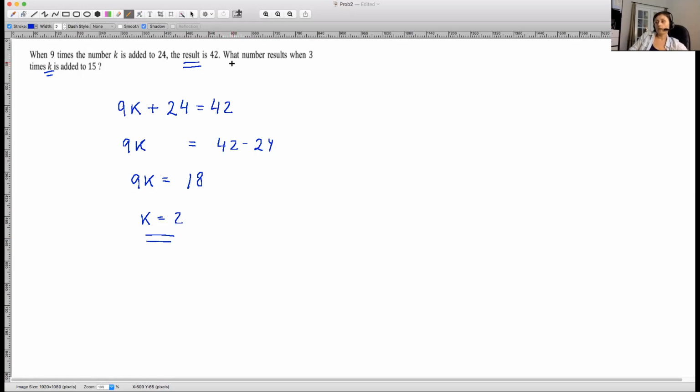Now you have to get to the answer they're asking for. So what number results when 3 times k is added to 15? So 3 times k, plus 15. What number will it be? So that's simple. Now it's simple. 3 times 2, since k equals 2, that's what we found earlier, plus 15. So what did I get here? I got 21. So the answer is 21.